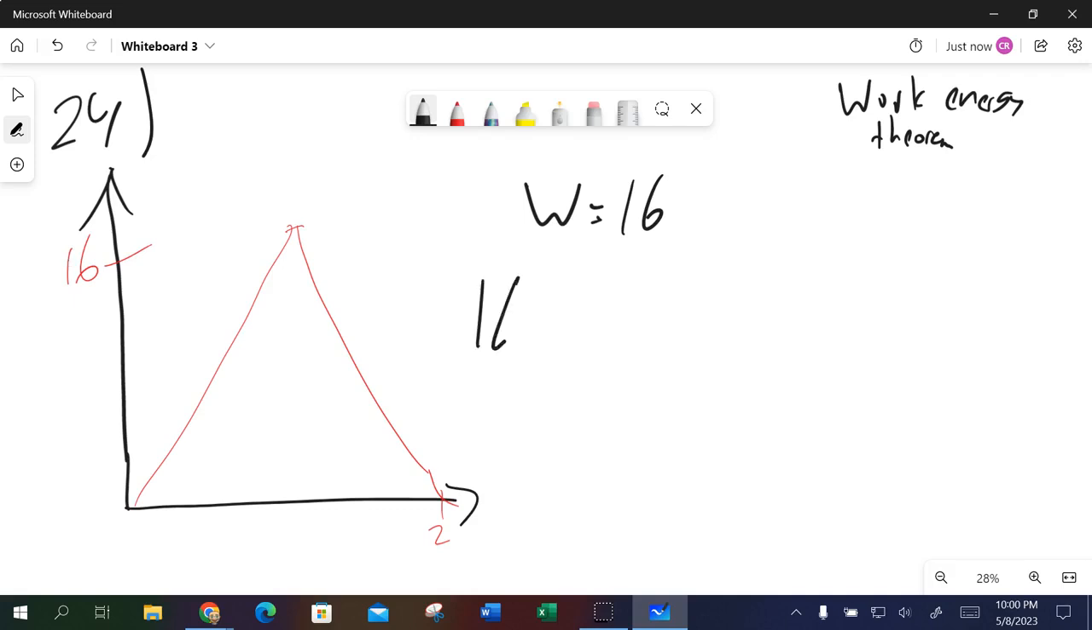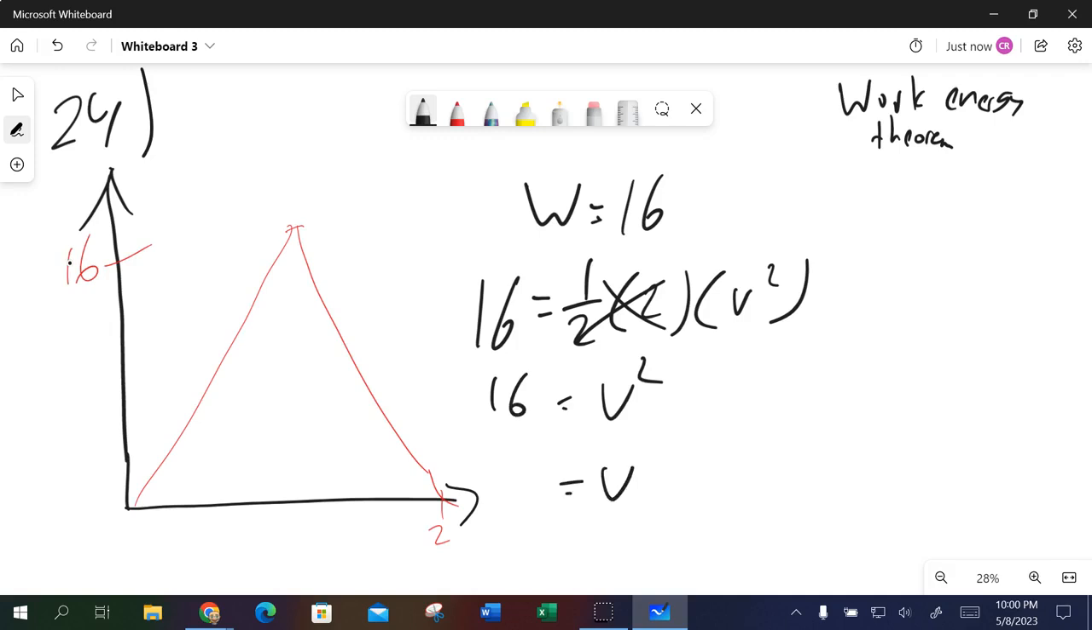So we get 16 is equal to 1/2. It gives us the mass in the problem, 2, times v squared. These cancel out. V squared is equal to 16. V is equal to 4. So our answer is B.